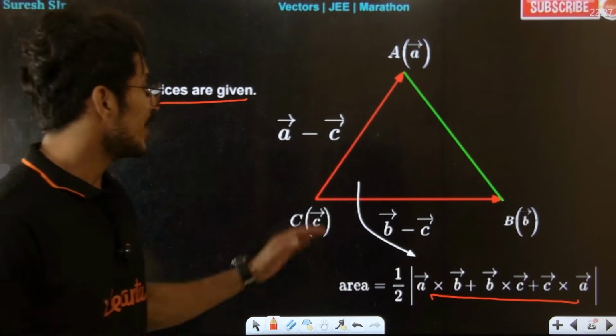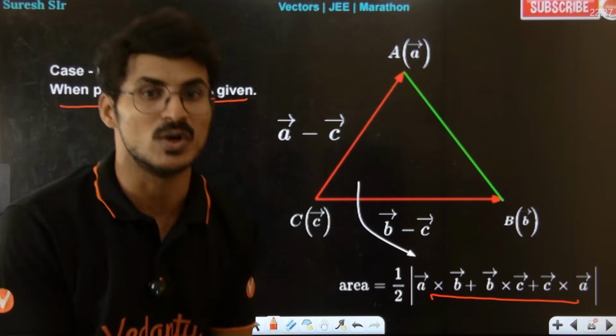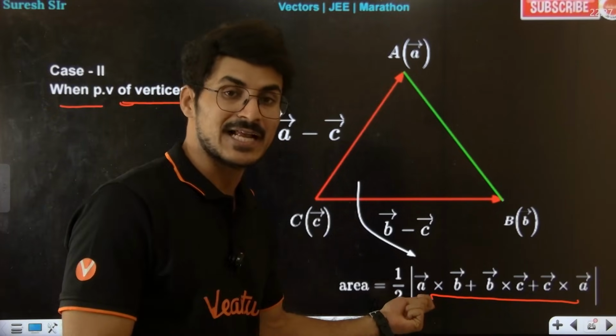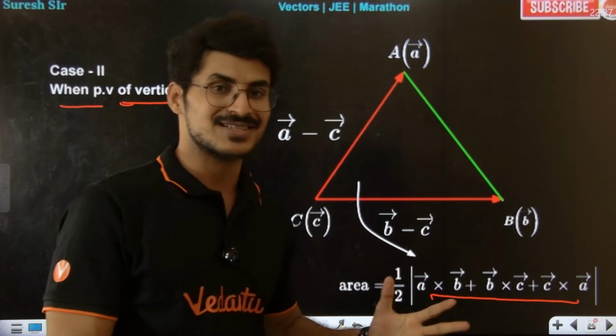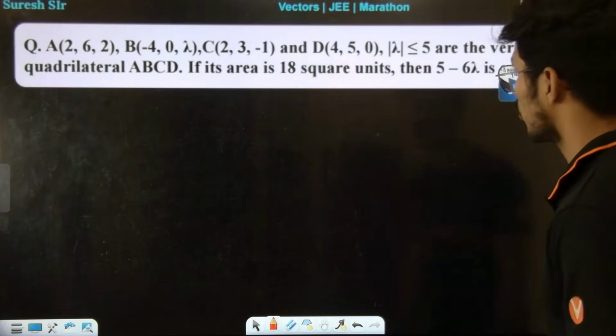Any doubts? When the position vectors of the vertices are given to us, the area of the triangle is going to be half the magnitude of A cross B plus B cross C plus C cross A. Very simple. We are not going to get into the proof, so we'll focus more on the questions.